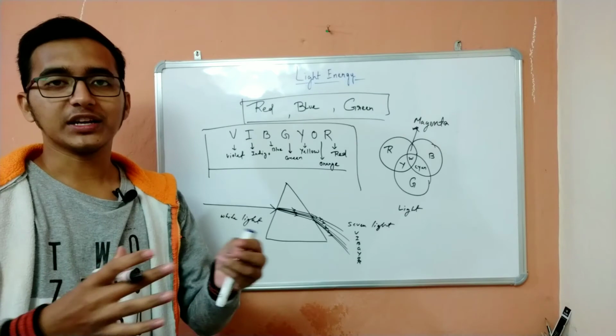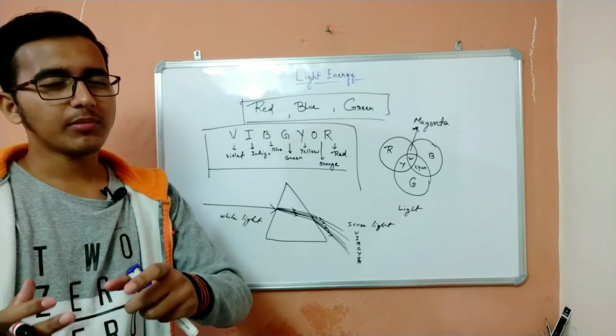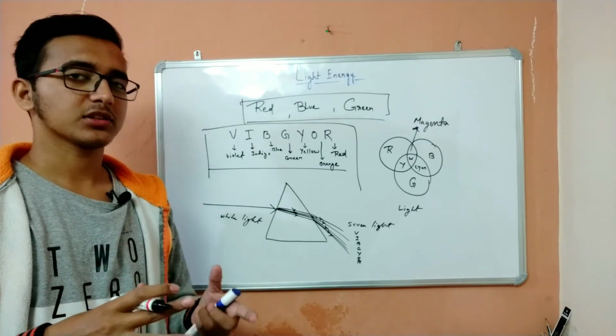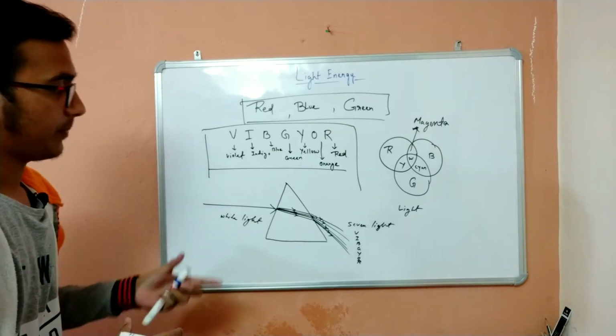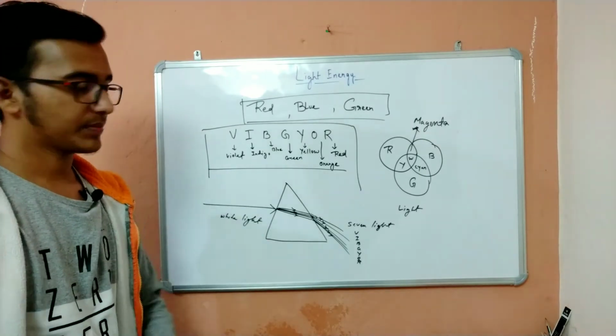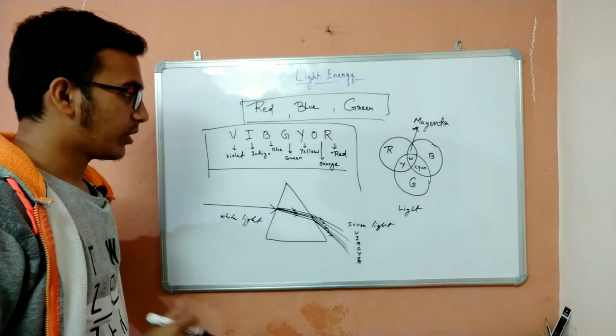This is the part of refraction of light. You will learn about refraction of light in higher classes, not now. But yeah, in a prism, this is what happens. But we won't go into detail about it.